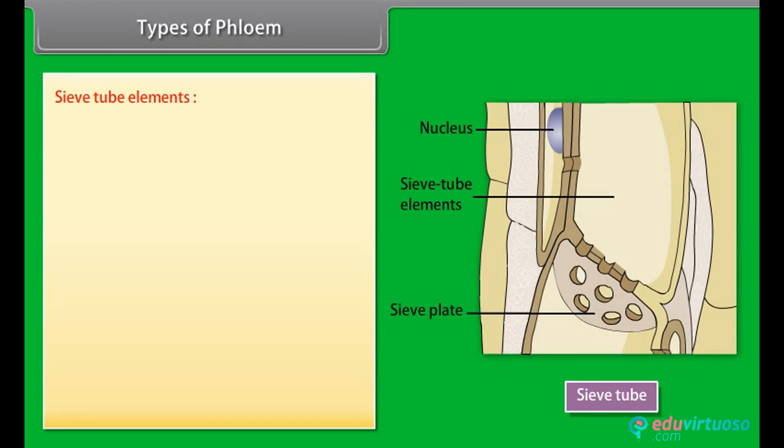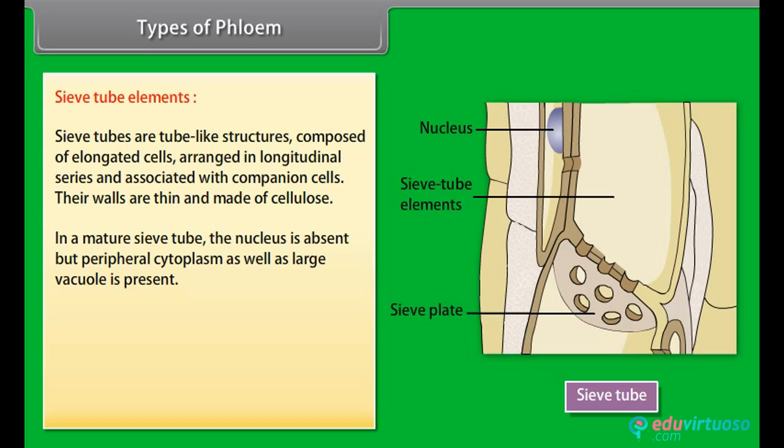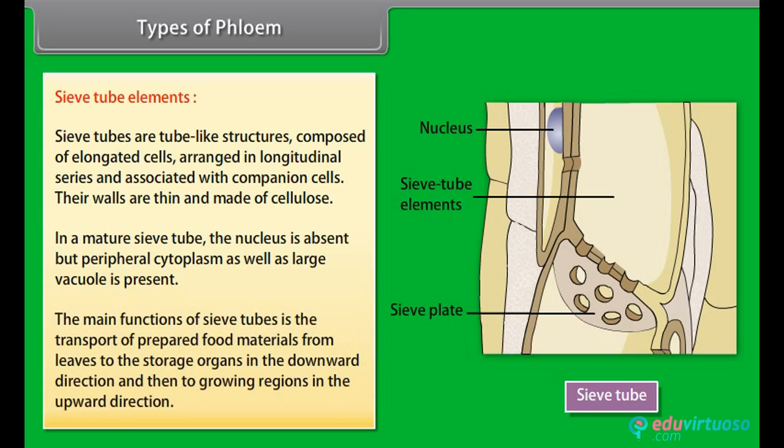Types of phloem. Sieve tube elements. Sieve tubes are tube-like structures composed of elongated cells arranged in longitudinal series and associated with companion cells. Their walls are thin and made of cellulose. In a mature sieve tube, the nucleus is absent, but peripheral cytoplasm as well as a large vacuole is present. The main function of sieve tubes is the transport of prepared food materials from leaves to the storage organs in the downward direction and then to growing regions in the upward direction.